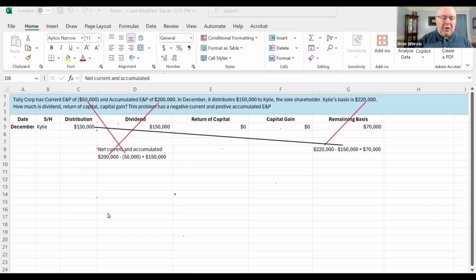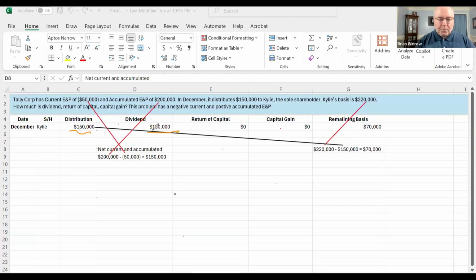So let's work through this problem, right? What we're looking at right here is December, Kylie, the distribution is $150,000. Well, we have to figure out after we net how much is our dividend paying capacity. 50,000 and then we have 200,000. When we net them out, it comes out to 150. So we have 150,000 of dividend paying. That matches our whole distribution. We have nothing left over. We're done with it. We got it correct on that. Okay?